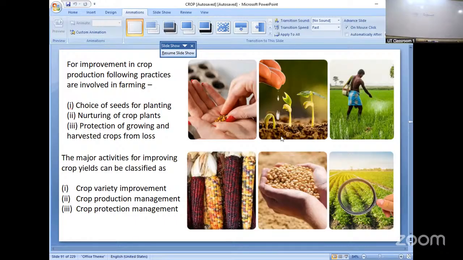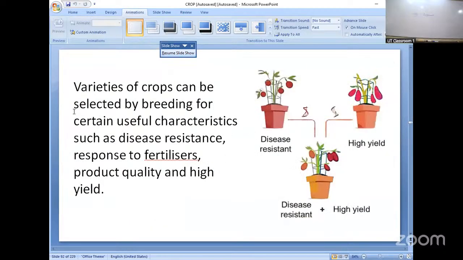And the activities for the crop are crop variety improvement, crop production management, and crop protection management. Let us discuss these three one by one. See, there are varieties of crops, and for high yield, a disease resistant variety should be taken care of. So for that, certain characteristics should be followed, like disease resistance, response to fertilizers, product quality, and high yield.